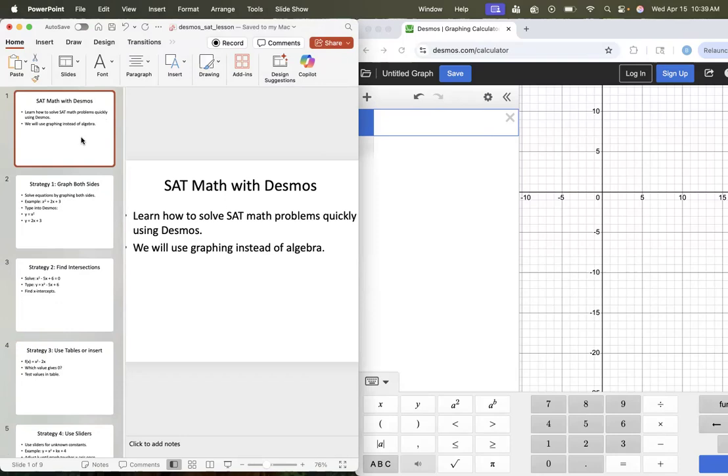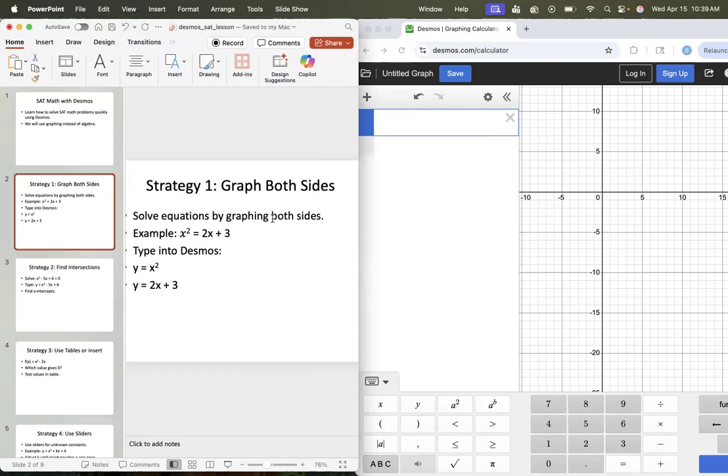Desmos is a weapon for the SAT. How do you use it? Use it strategically. I'm going to show you how to input information, because input is the key to getting a better output. What do you think?